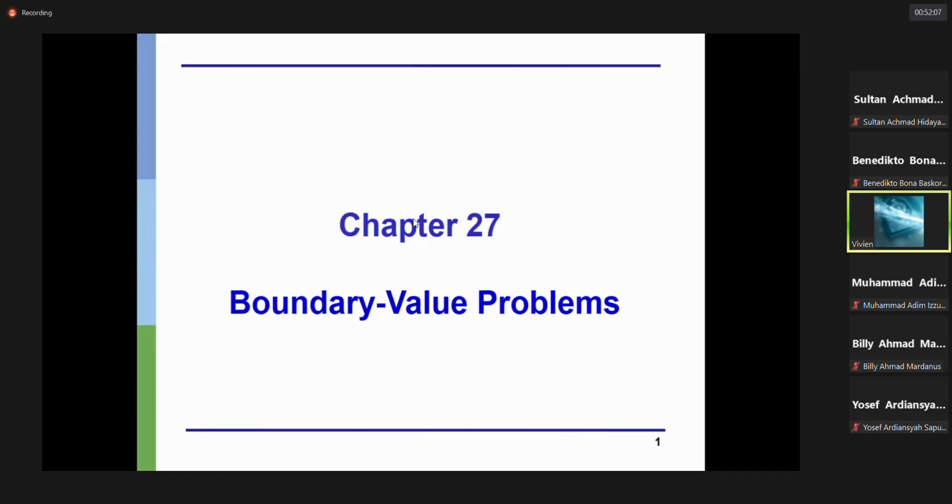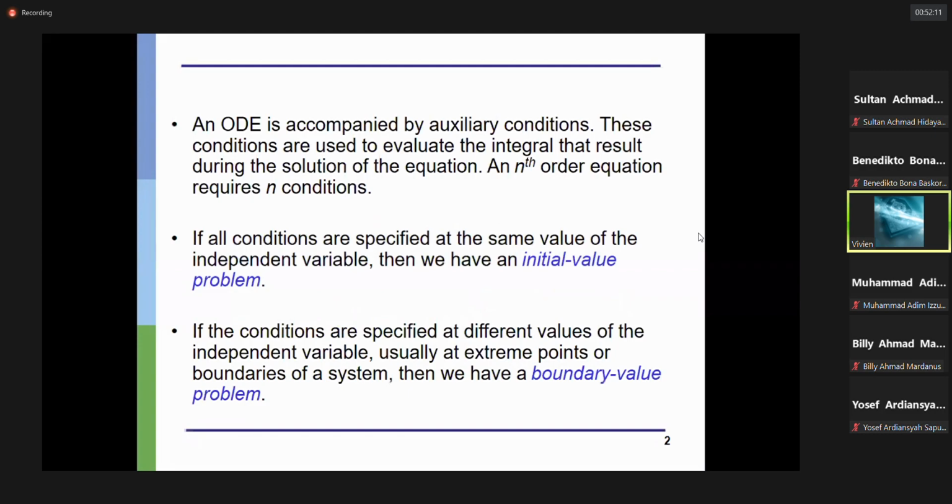Still on ODE, about the boundary value problem. So we have learned before that we have an initial value problem in which we have the condition specified at the same value of the independent variable. So when we have the initial value problem as we have before, we have x at x0, which is the initial point. We have the corresponding value of y. For example, y is equal to 1.